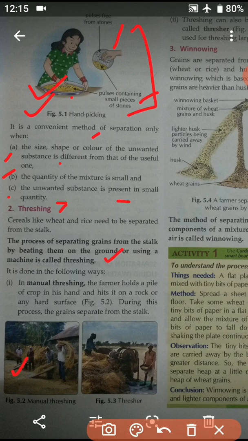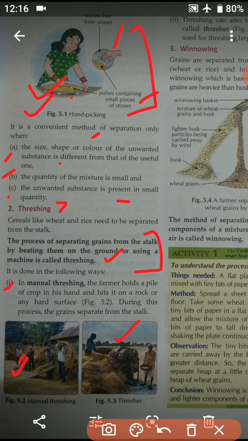So this is the process where a person is beating the stalk on the ground, or this is done with the help of a machine. So this whole process is known as threshing. So this threshing can be done in the following way. Number 1 is manual threshing.